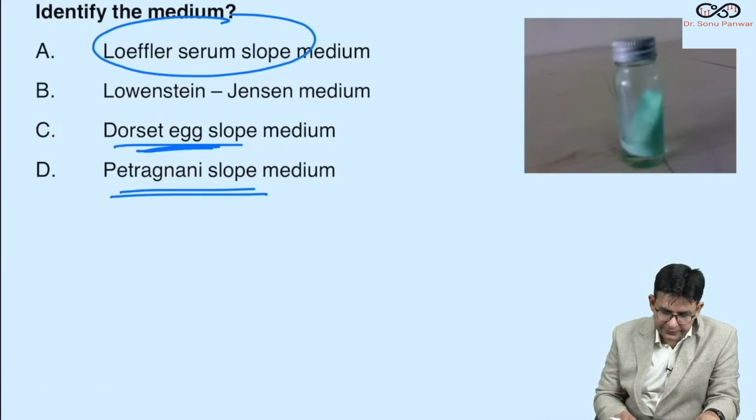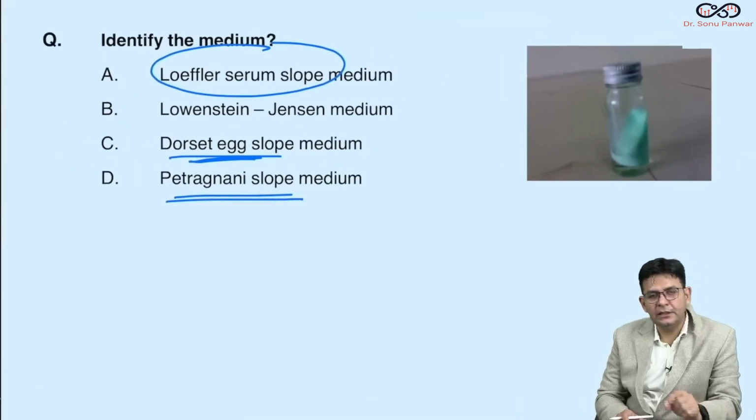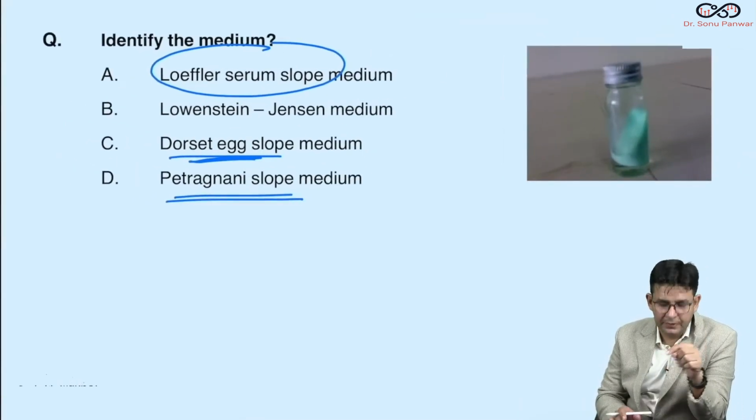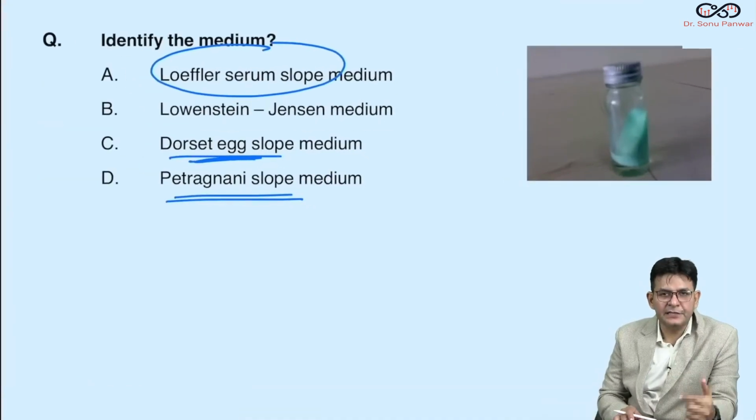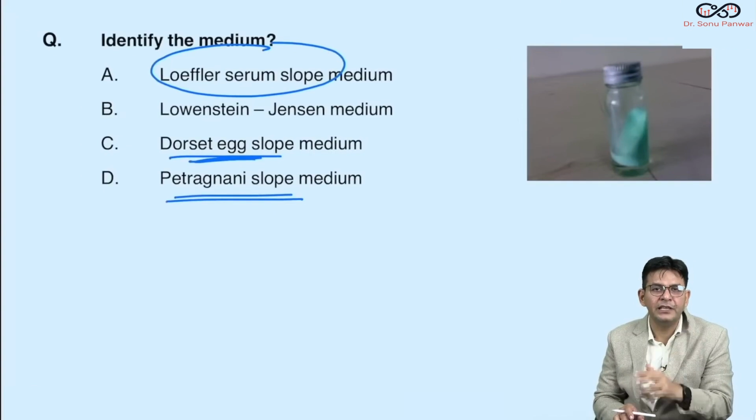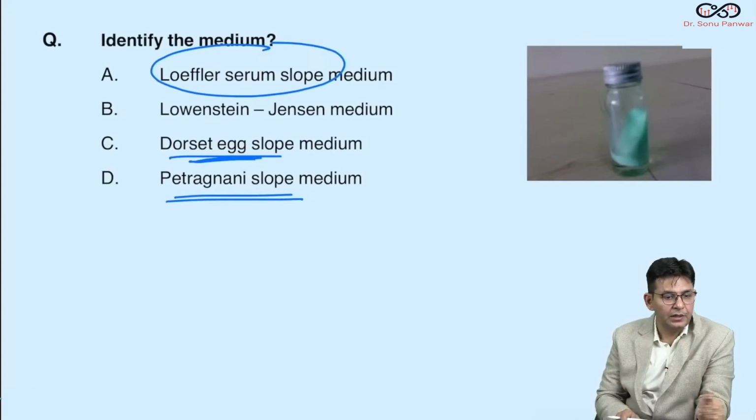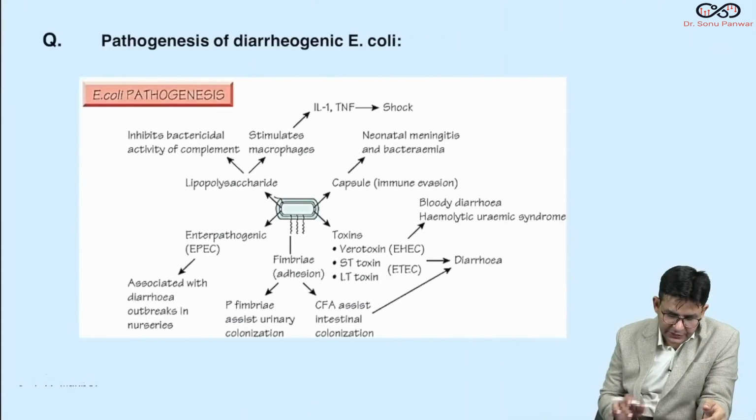Okay ji, so I have told you, like culture media are mostly autoclaved, but this particular one is inspissated. And inspissation and autoclaving both are moist heat sterilization.